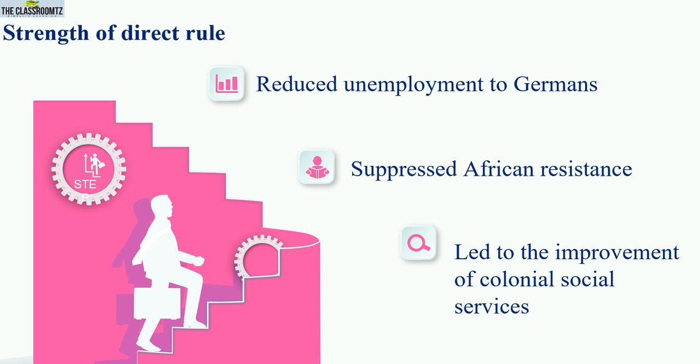Reduced the unemployment to Germans. How? Because a large number of Germans came to Africa as administrators. In a simple way, we can say most of those Germans who came to Africa as administrators were unemployed people in Europe and they were dumped in Africa as administrators. In that way it solved the case of the unemployment rate in Europe.